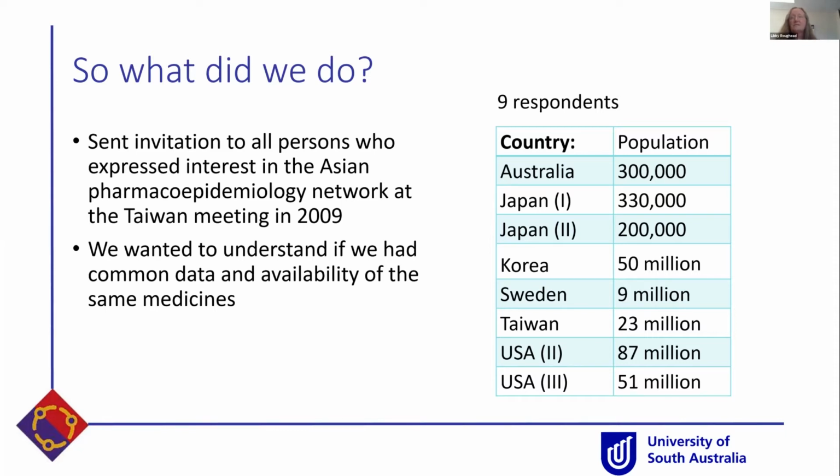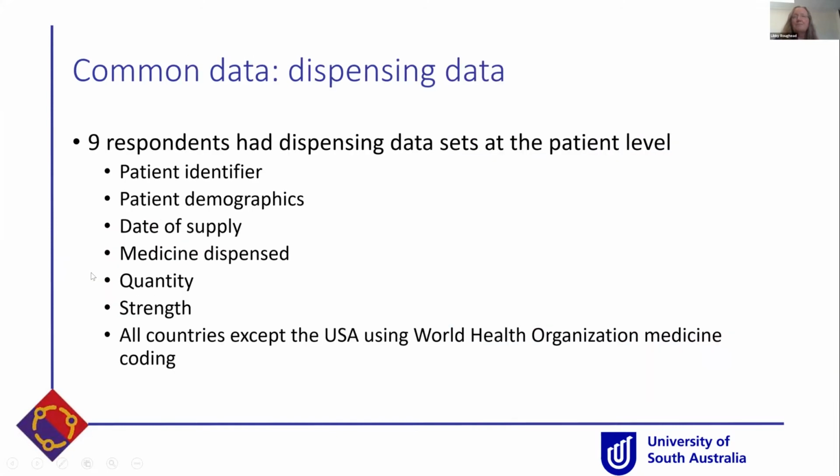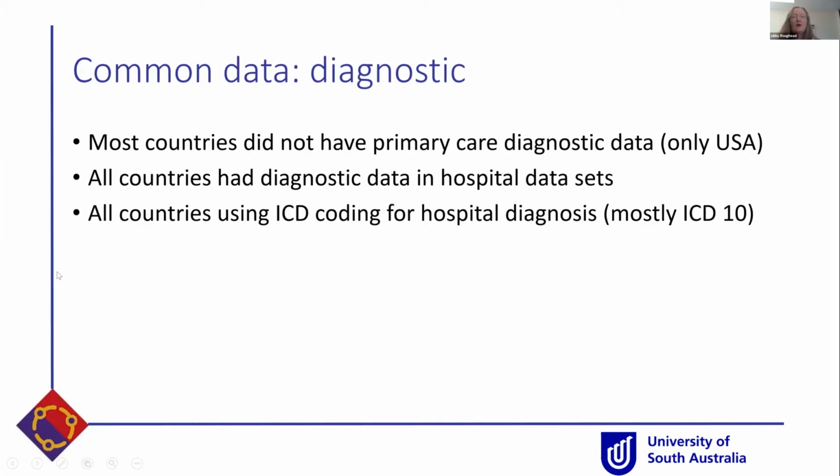Some of those data sets were electronic health records, some of those data sets were administrative claims data. For the dispensing data, the medicines data that I needed, everybody had the same key information, and all of the countries except the USA were using the same international identifier for their medicine coding. We'd also asked about other data.